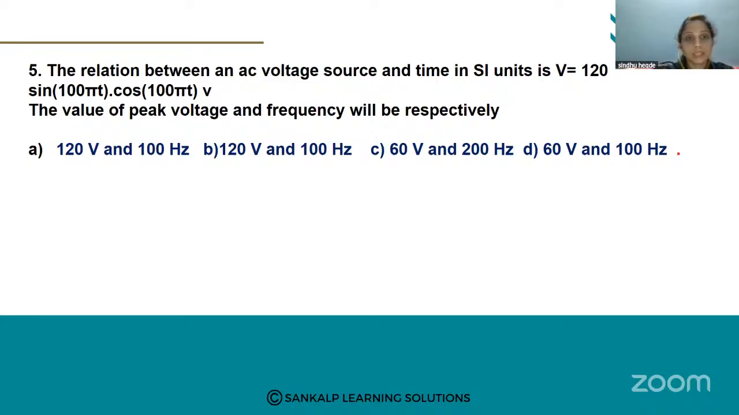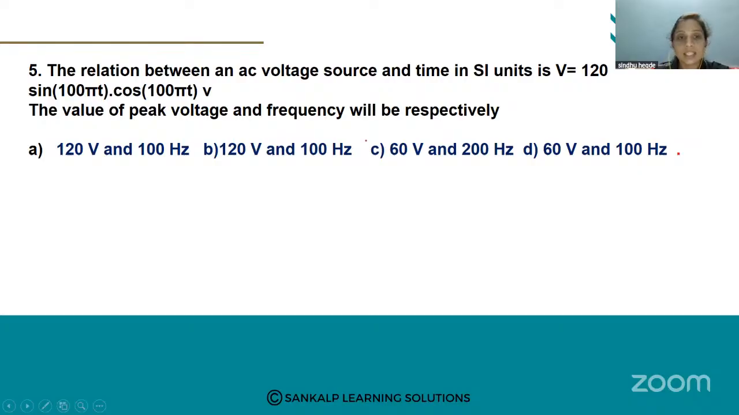The relation between an AC voltage source and time in SI units is V = 120 sin 100πt cos 100πt volt. The value of peak voltage and frequency will be respectively: the question asks about peak voltage and frequency. The options are A: 120 volt at 100 hertz, B: 120 volt at 100 hertz, C: 60 volt at 200 hertz, and D: 60 volts at a hertz.